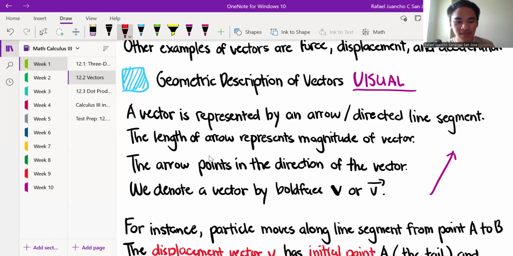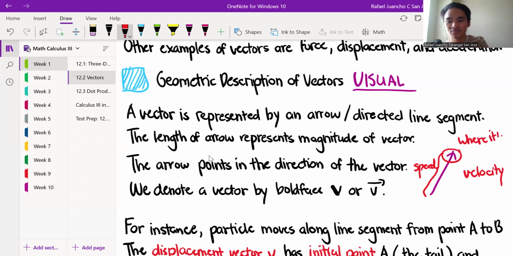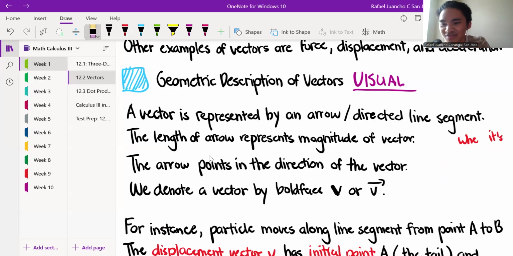So to be more practical, maybe we can say this is velocity. If this was velocity, then the length of this would be like the speed, how fast it's going. And then this would be where it's going. Where it is going. Right? I don't know, acceleration. We could do, I'm kidding. Let's only do speed.